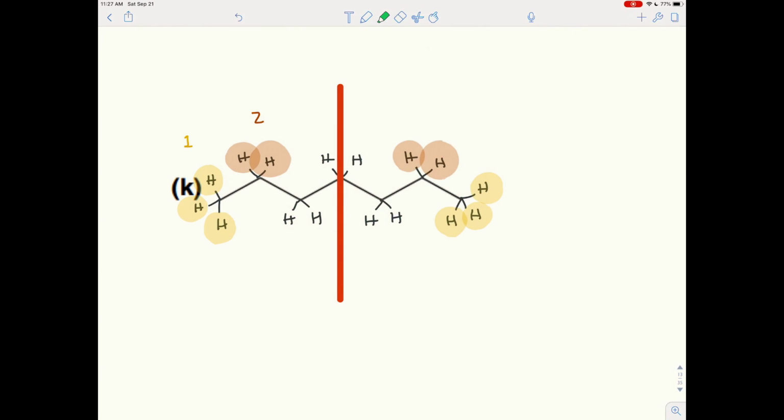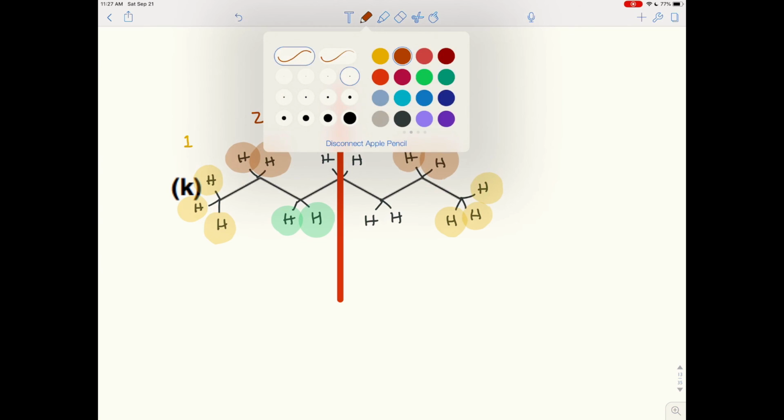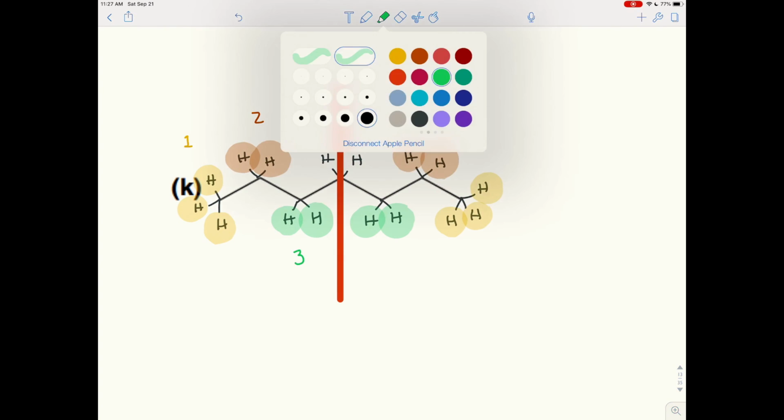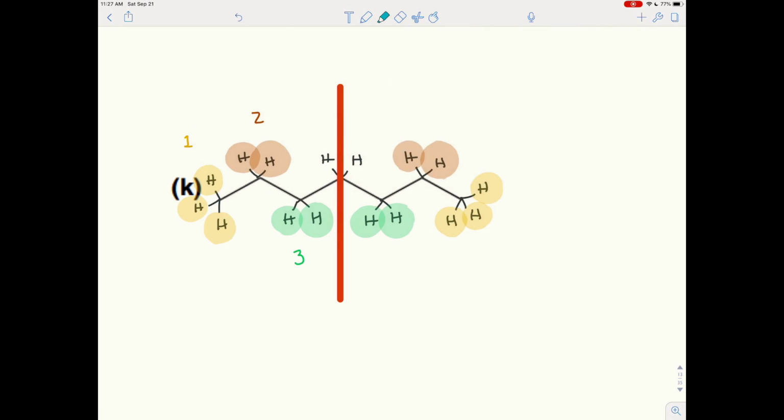The next hydrogens, these right here, are in a third new electronic environment. They have an ethyl group to the left and the rest of the molecule to the right. Because of the symmetry, the hydrogens on the other side of the line are in the same environment. They have an ethyl group to one side, the rest of the molecule to the other. So that's our third electronic environment. That'll give rise to our third signal.